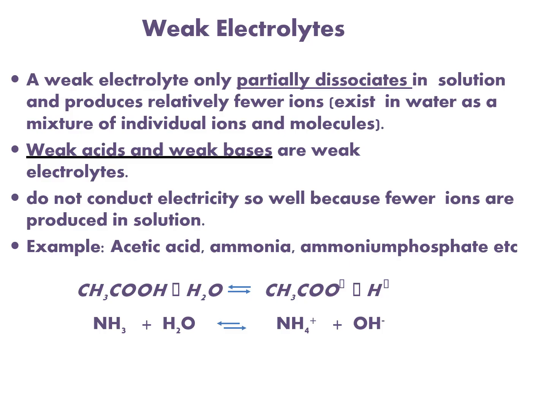Now about the weak electrolytes. Weak electrolytes dissociate only partially in the water. Therefore, the solution contains both molecules and ions. Acetic acid and ammonia are common examples. Since fewer ions are available for carrying the charge, weak electrolytes conduct electricity poorly compared to strong electrolytes.